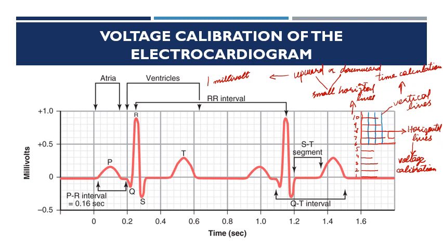With positivity in the upward direction, while negativity in the downward direction. By using these features of voltage calibration, we will calculate the voltage of P wave, QRS complex, T wave in the next coming slides.